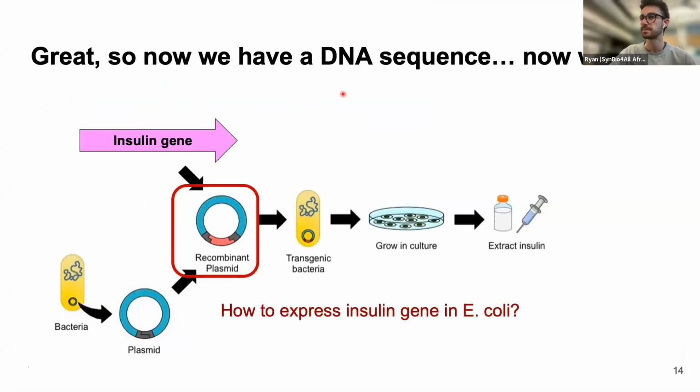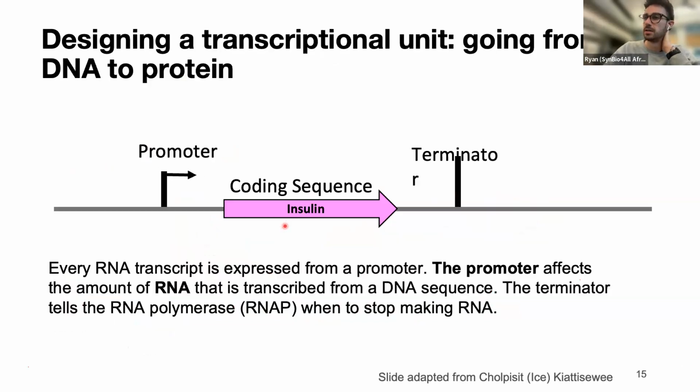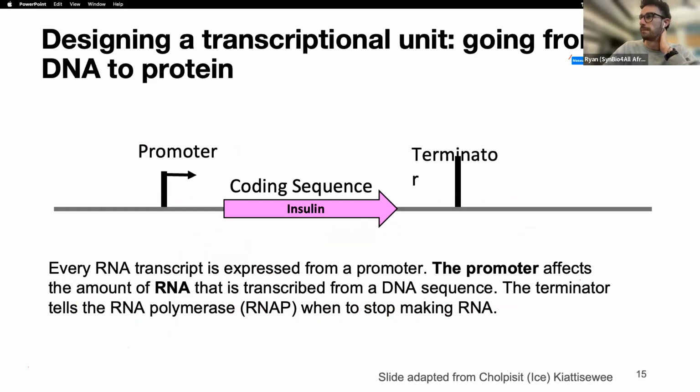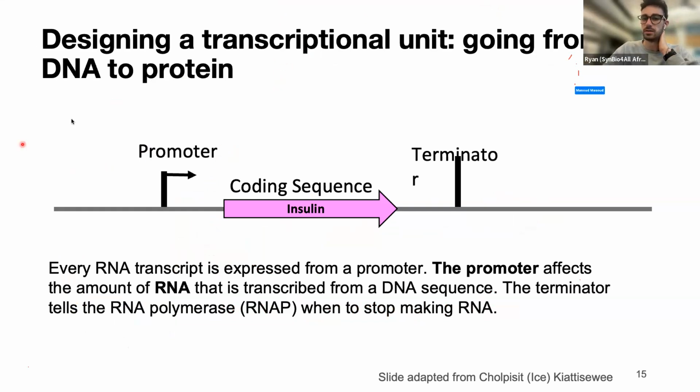Okay. So that's how you can get the DNA sequence for the insulin gene, but now we still need a way to express it in E. coli. And that means we need a way to put it in a context that our cell can express it. Okay, so let's see.